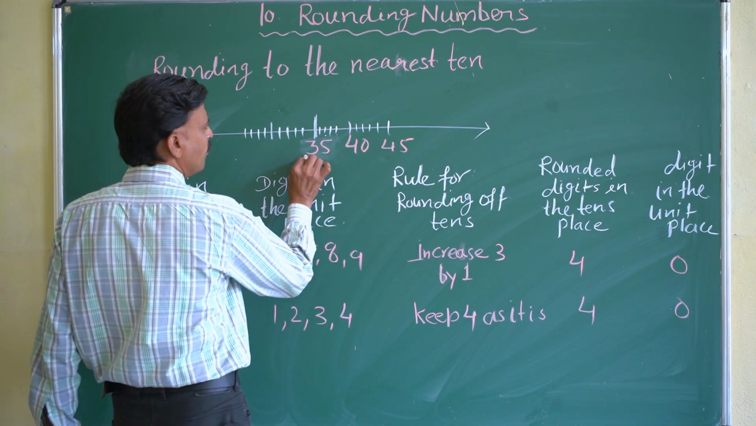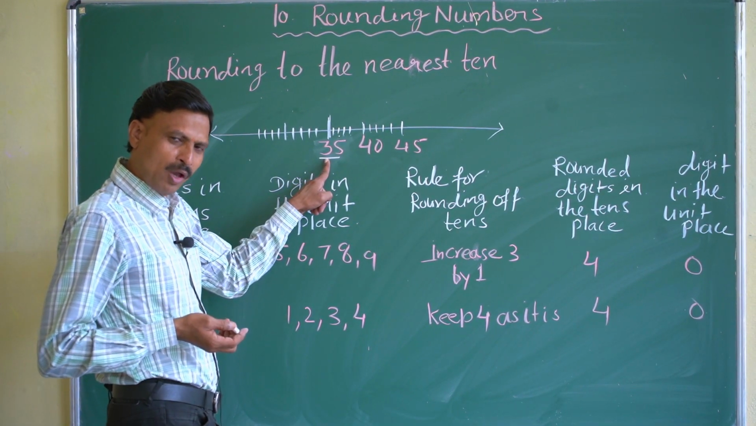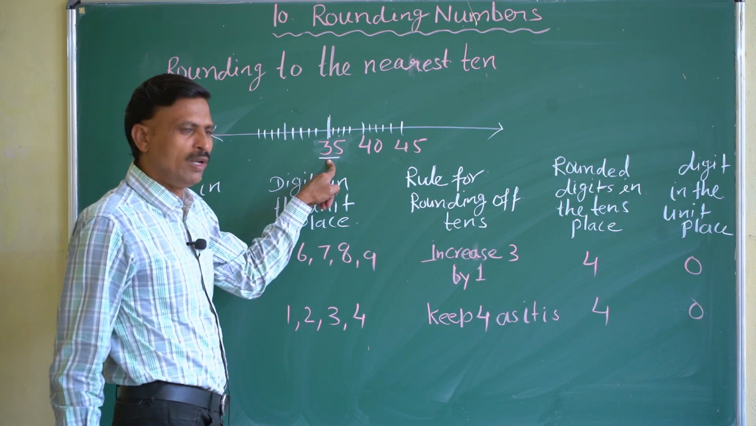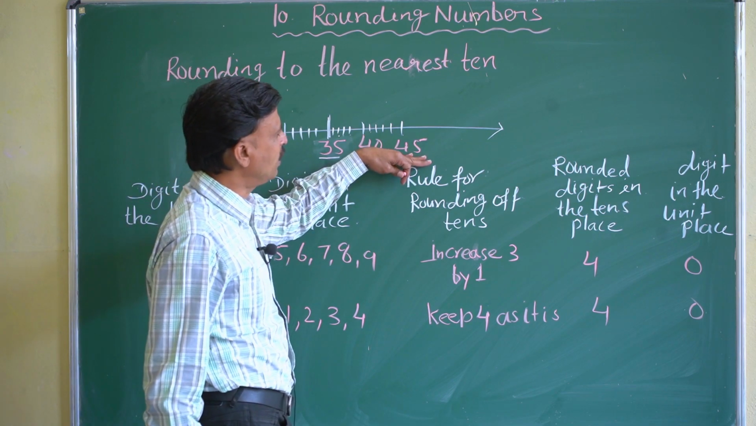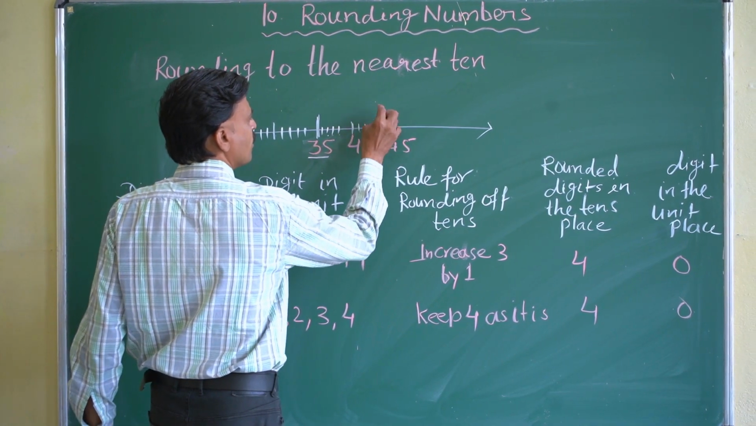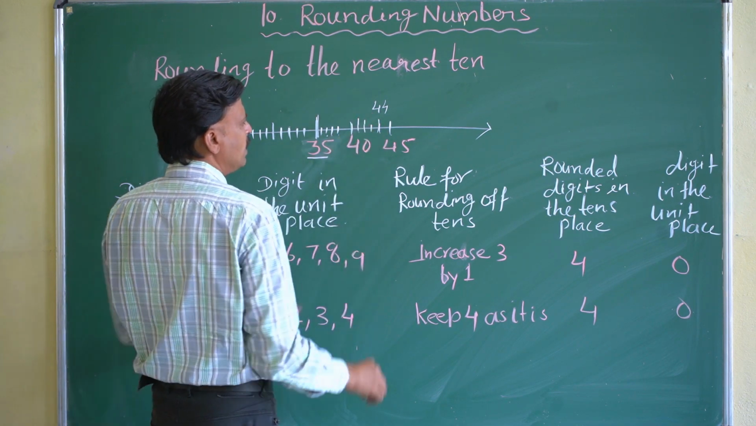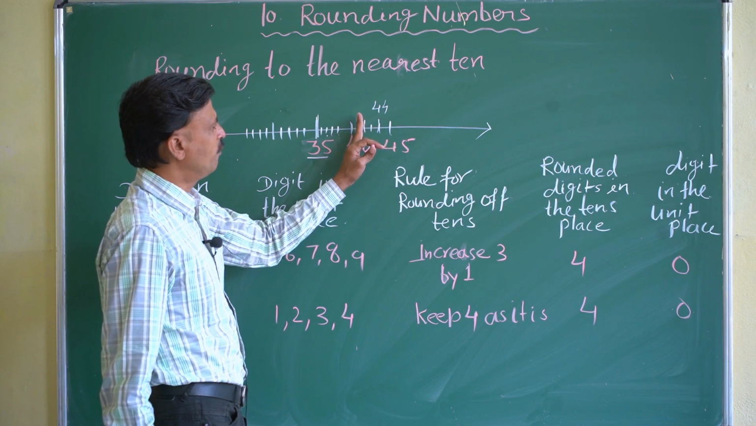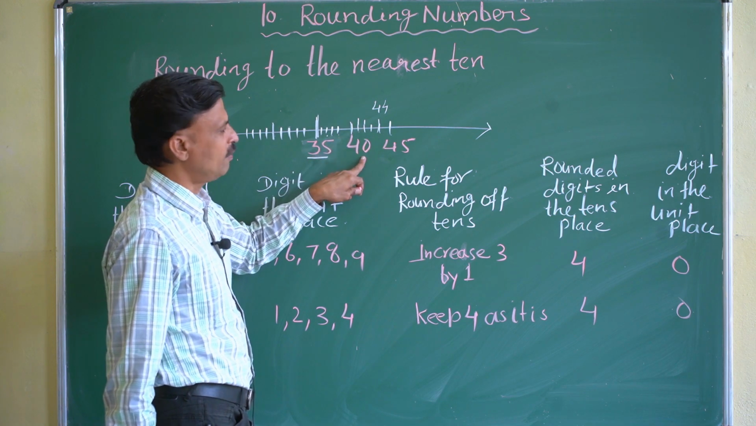So if you have the value 35 and you want to round off this value to the nearest 10, this value will give 40. And if you want to round off 45 or less than 45, that is 44, 43, 42, 41, meaning from 44 to 41, these values also give 40.